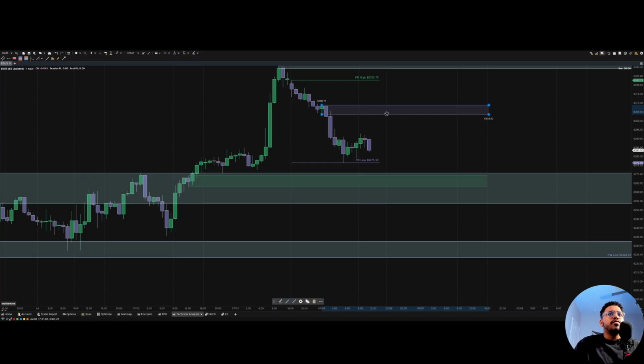So essentially, in this area I'm looking to sell, maybe sell into these lows right here. Or, vice versa, if the market comes down here first, I'm looking to buy into that zone right there.